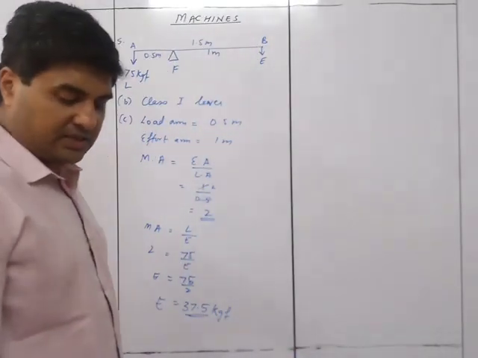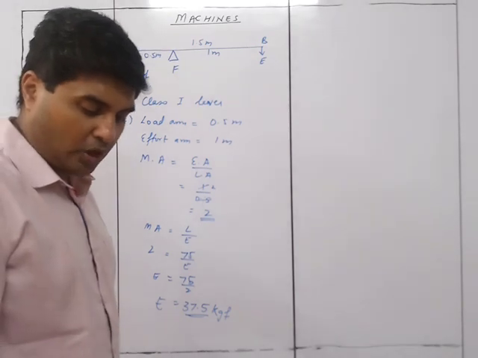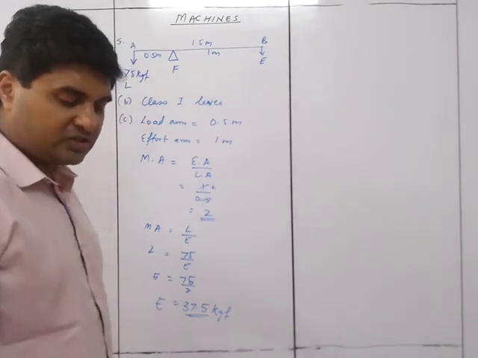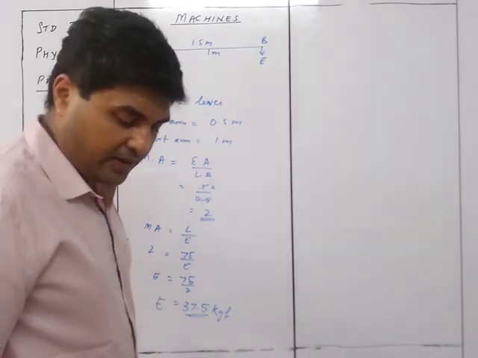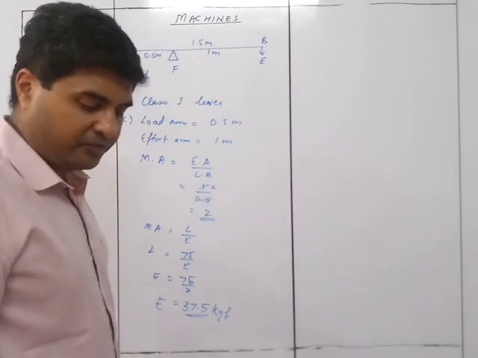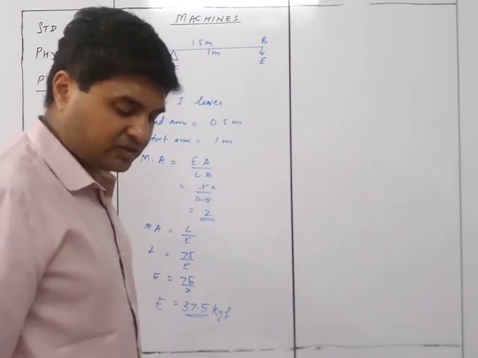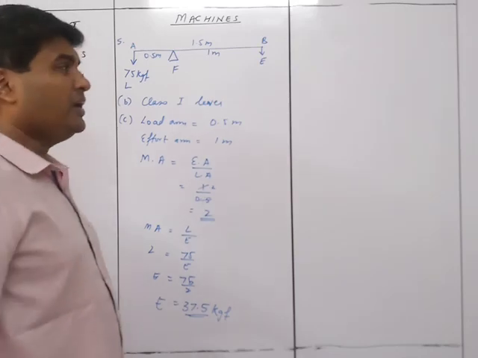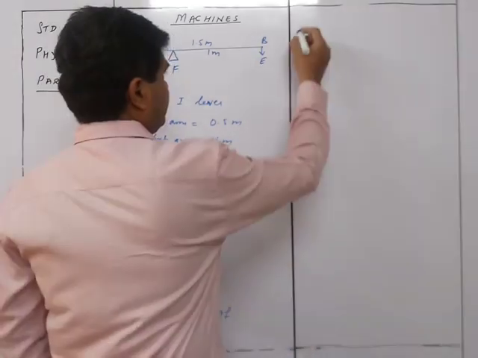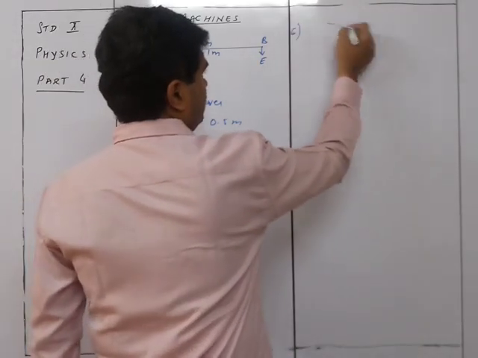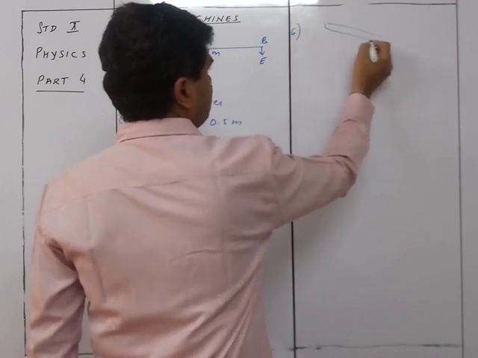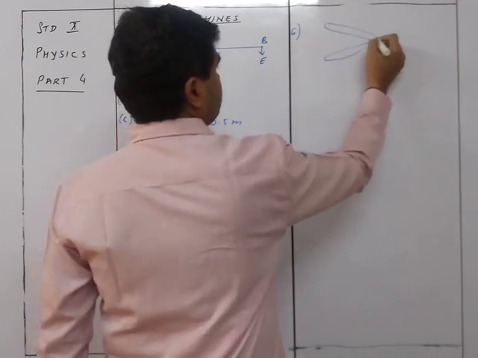A pair of scissors is used to cut a piece of cloth by keeping it at a distance of 8 cm from its rivet and applying an effort of 10 kgf by fingers at a distance of 2 cm from the rivet. So, if you see the figure, to understand it, you don't need to draw this. So, this is the scissor.